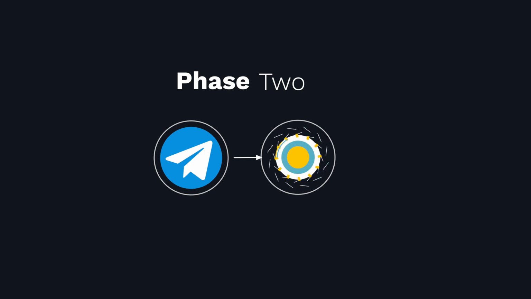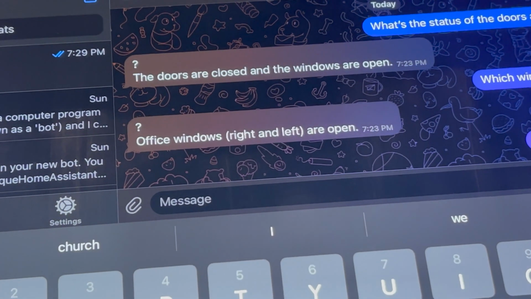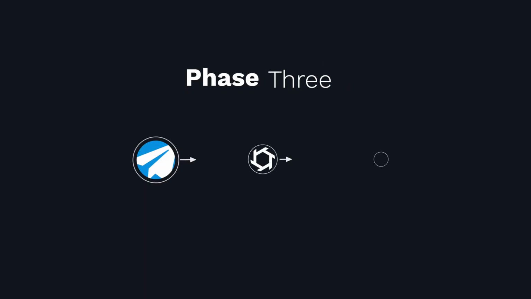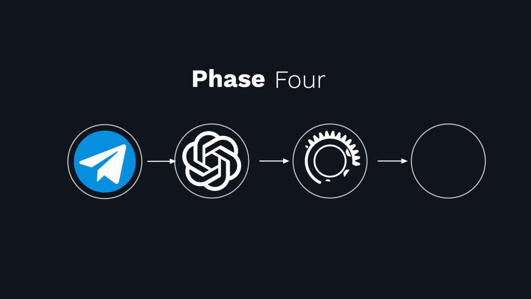Phase 2 was adding OpenAI's API into our automation, which enabled us to use GPT to get answers. We were even able to send GPT our entities, as well as their status, and ask questions about our smart home. Now we're at Phase 3. In this video, I'll teach you how to get your chatbot to manipulate states of common devices such as lights and switches. Phase 4, that one I'll explain at the end.